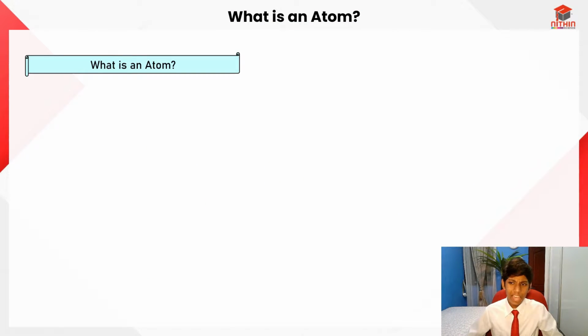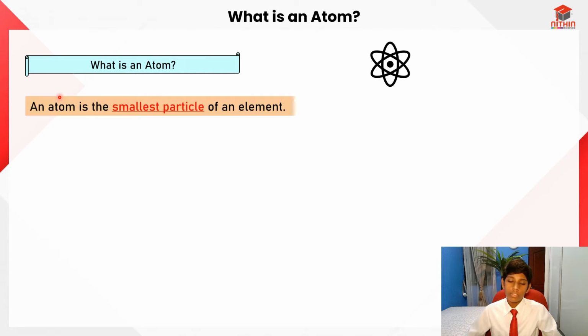So what is an atom? This is what an atom looks like. An atom is the smallest particle of an element. So an atom is actually the smallest particle of an element.